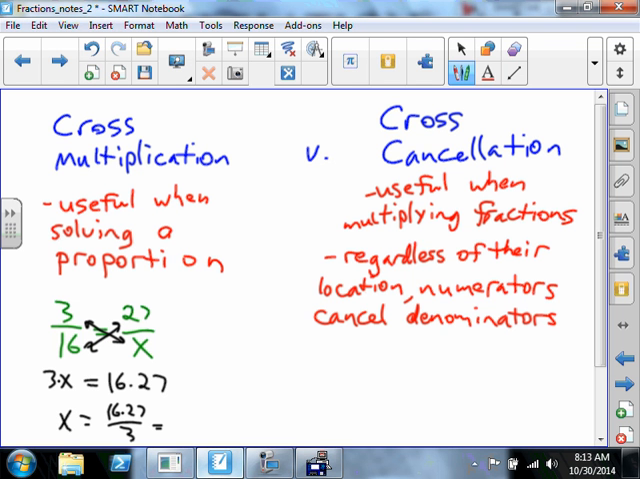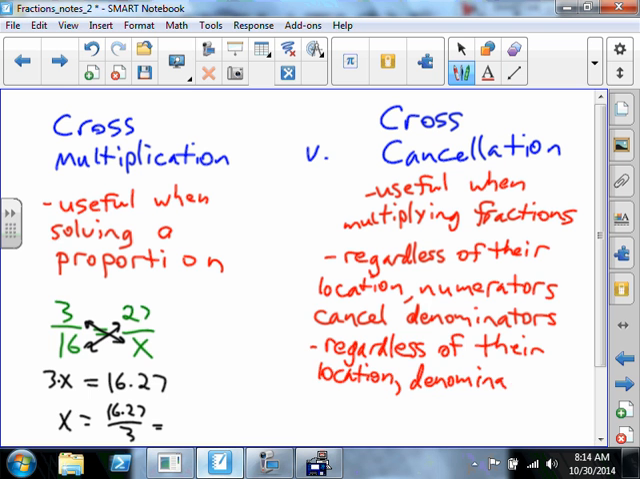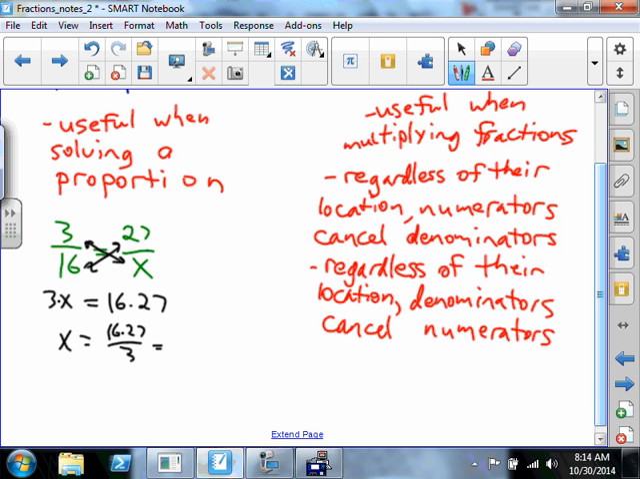And I can say that phrase the other way around as well. And I will. Regardless, not irregardless, but regardless of their location, denominators cancel numerators. Regardless of their location, numerators cancel denominators. Denominators cancel numerators.